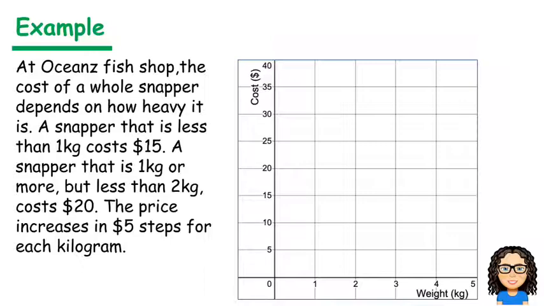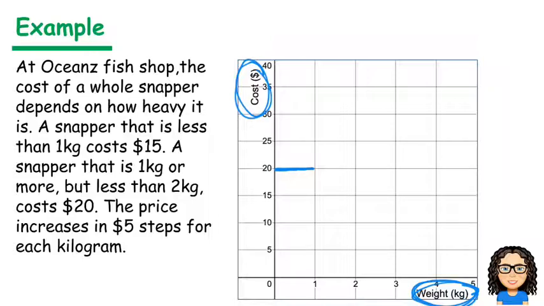So let's have a think. A snapper, the smallest it can weigh is 0 kg. So we've got our weight on our x-axis here, and we've got our cost on our y-axis. So for a snapper that is between 0 and 1, it doesn't matter what the number is, it's going to cost me $20. So I'm going to draw a line going across here at 20. It's going to cost me $20.